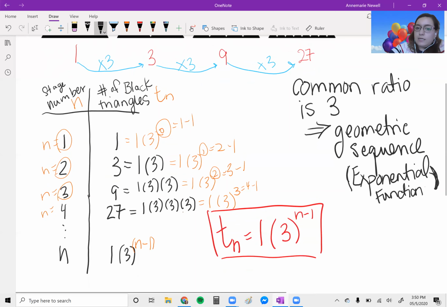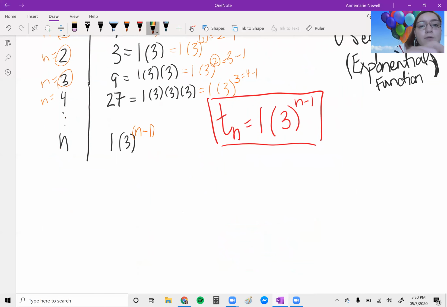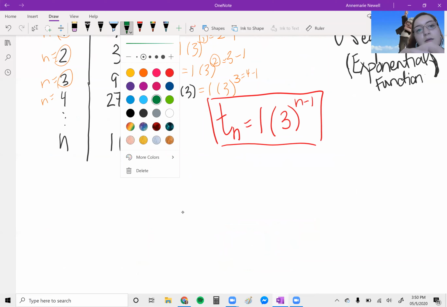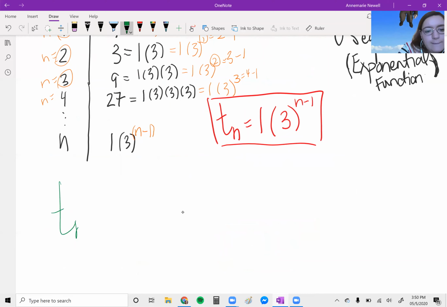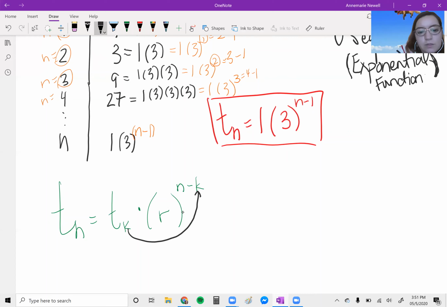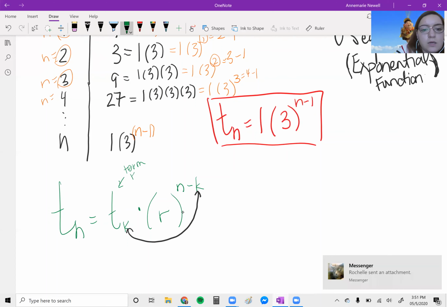So to go even more backwards and generalize this general formula, remember we want T sub n, and we take any term that we know. So it doesn't always have to be the first term. I could have started with the second term and say, how do I get to the nth term? And I multiply by my common ratio. How many times? N minus k times. I'm using k because that's the k of that term that I know. Remember, this is a term that we know.